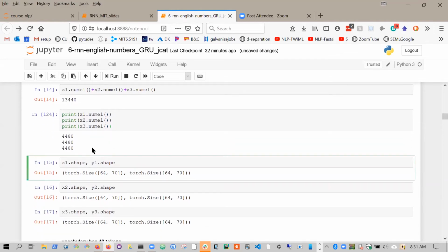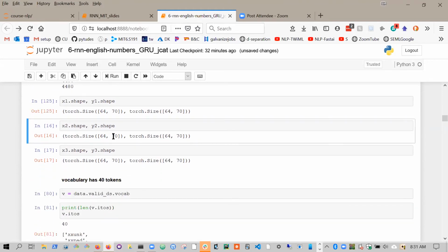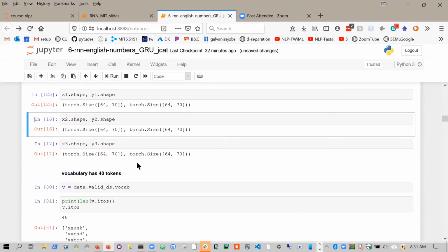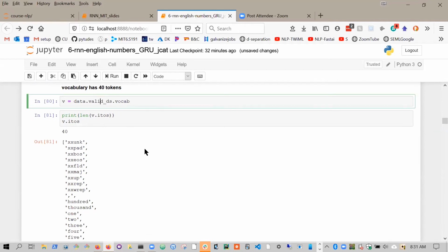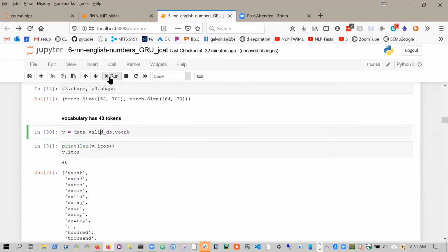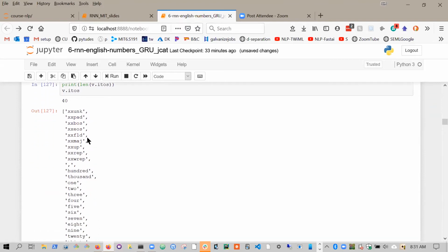Okay, and then as we said before, the batch size is 64, so there are 64 lines in a batch, and each line has 70 tokens in it. And we can see that by looking at the shapes. And they're all the same. Okay, and the other interesting thing to look at is the vocabulary. For this counting problem, the vocabulary doesn't need to be very large. So it turns out these are all the tokens you need.